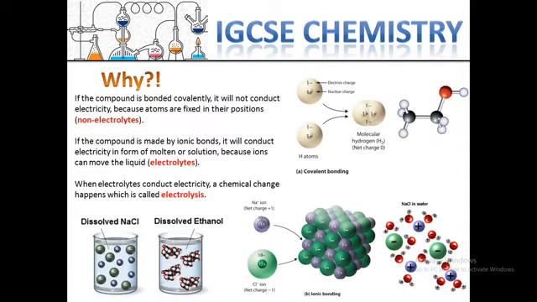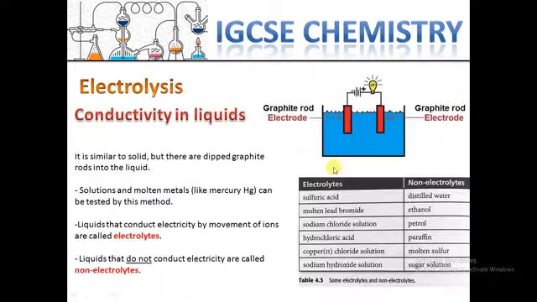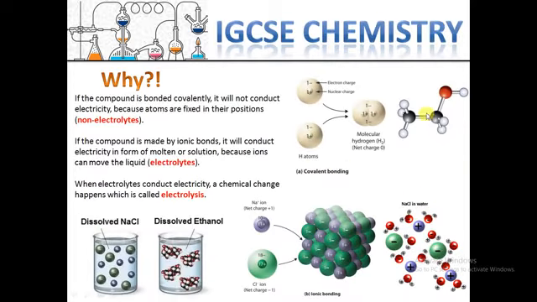Non-electrolytes consist of covalent bonding, like the last slide, and they cannot be separated. But why can electrolytes conduct electricity? Because the ions can move in a liquid. So if a compound is made by ionic bonds, it will conduct electricity in molten form or in solution because the ions can be separated.